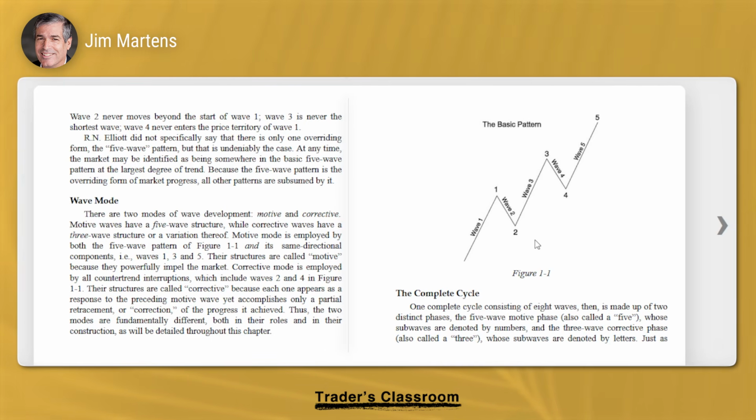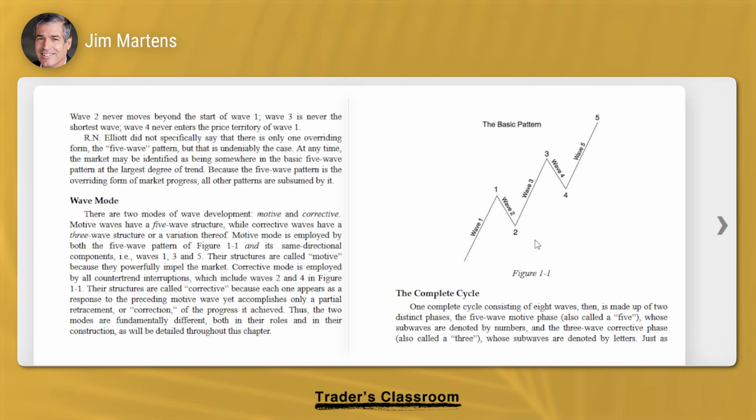Wave 3 cannot be the shortest of waves 1, 3, and 5. Now, it doesn't have to be the longest wave. It often does represent the extended wave, but the rule is it just can't be the shortest wave. So there are times, for example, that wave 3 will travel a shorter distance than wave 1. But if that's the case and the count is correct, then wave 5 is limited to the distance traveled in wave 3. It can tie wave 3 in terms of distance, but it cannot exceed it.